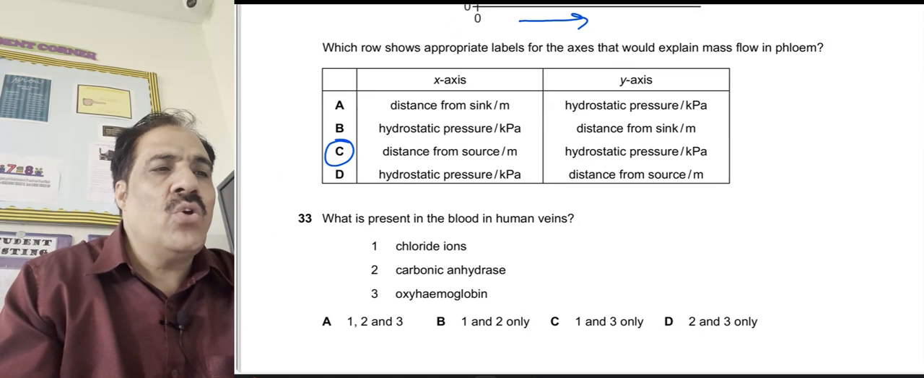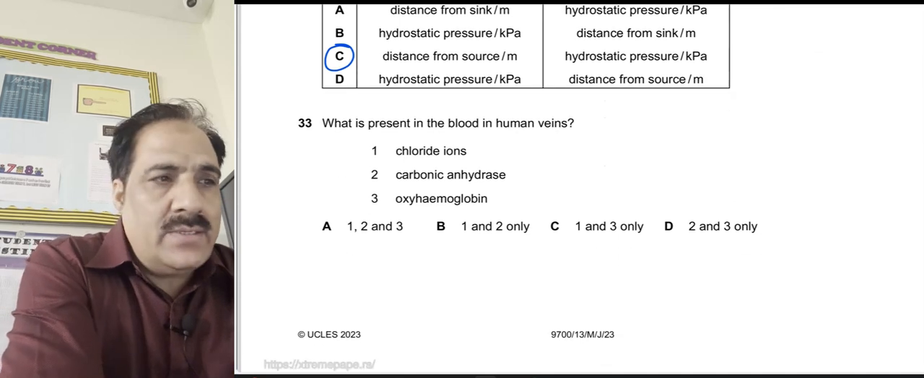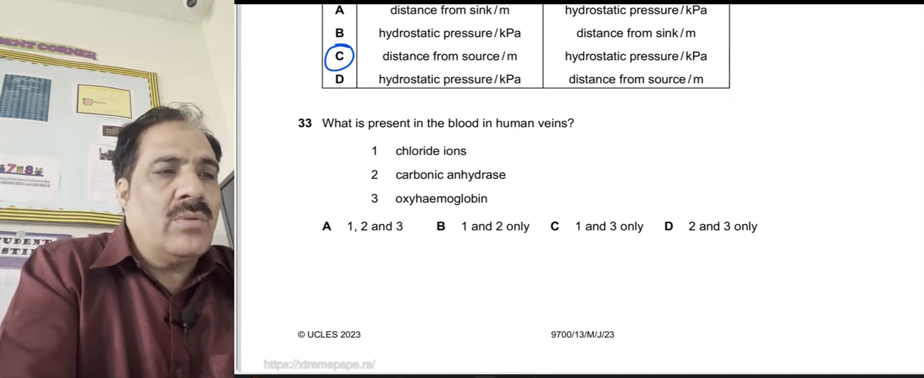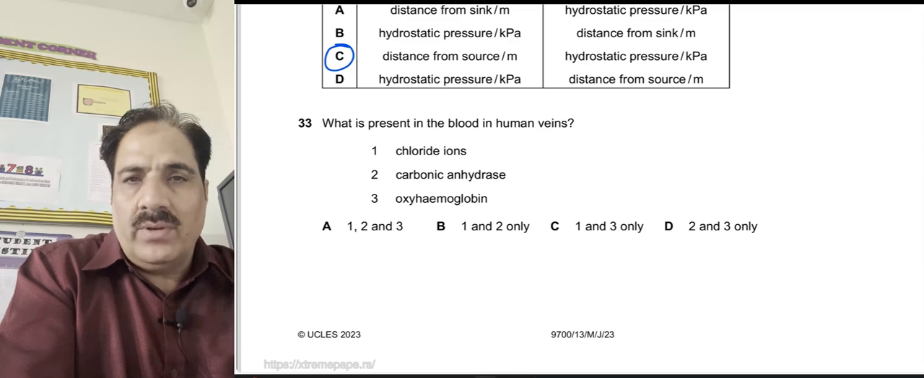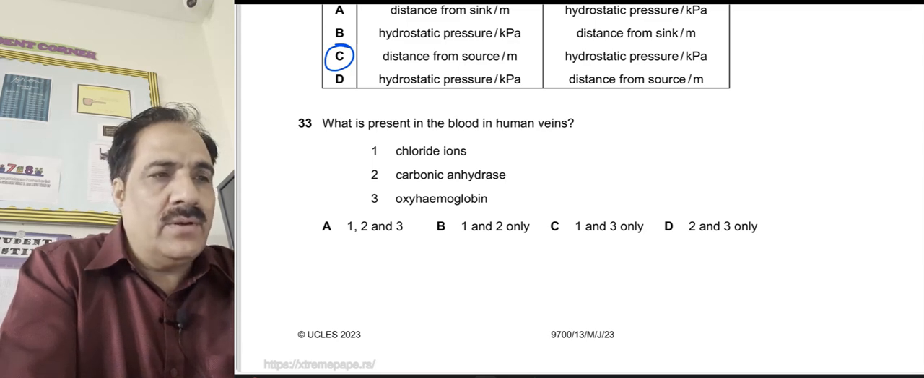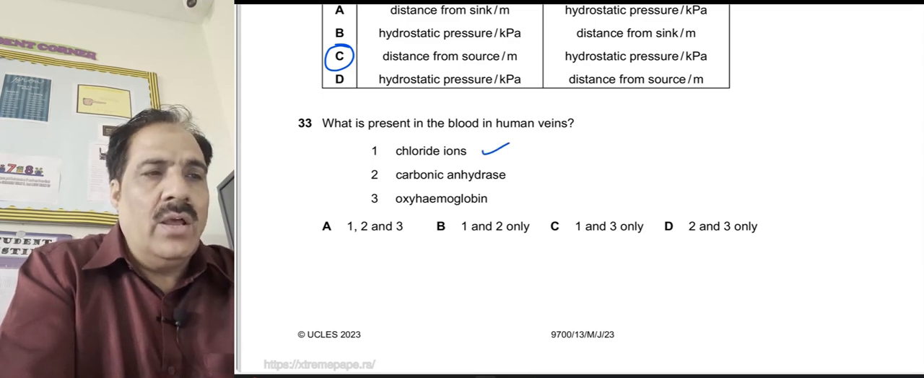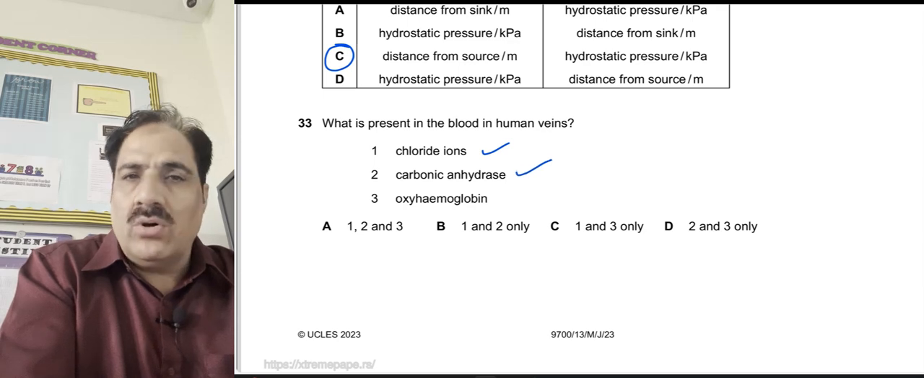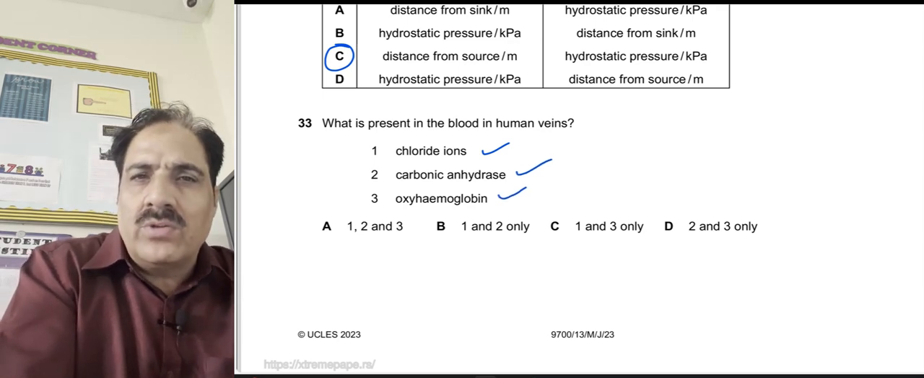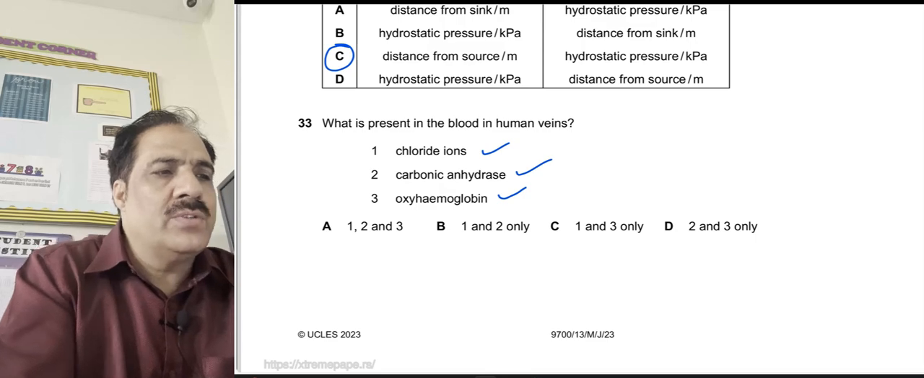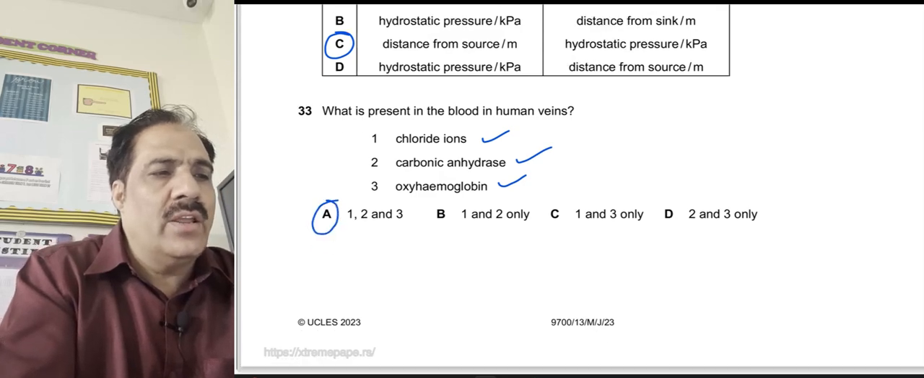What is present in the blood in the human veins? Chloride ions, carbonic anhydrase, oxyhemoglobin. Chloride ions may be present because we know that blood contains carbonic anhydrase and it contains the oxygen. Not all the hemoglobin molecules lose oxygen. So all of these options are correct. So 1, 2, and 3 is the correct. A is the correct option.